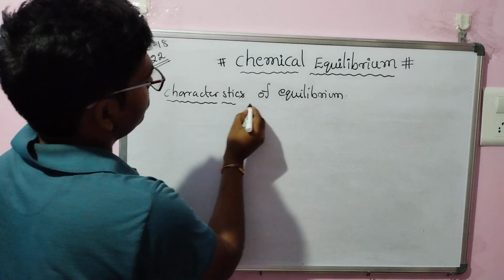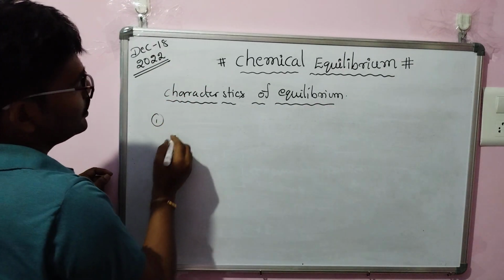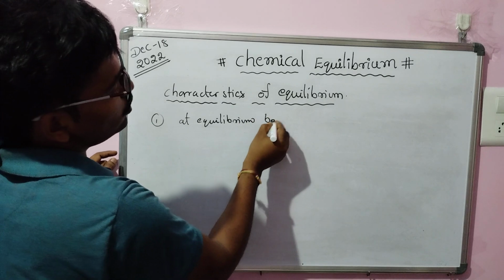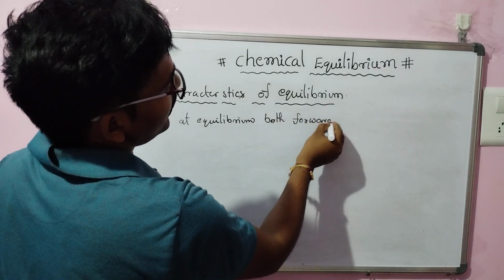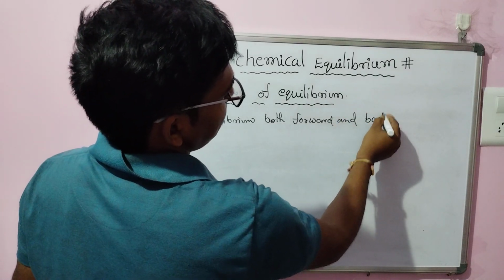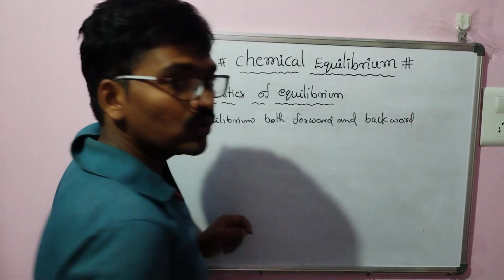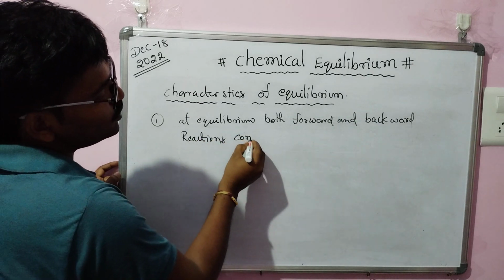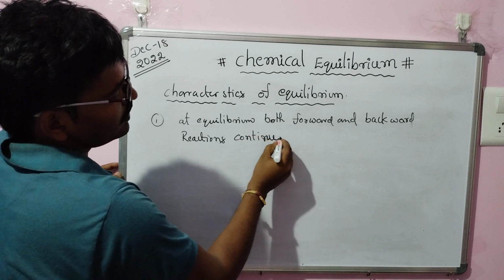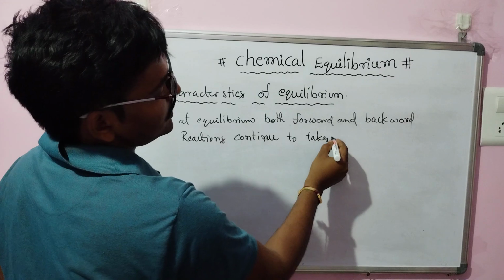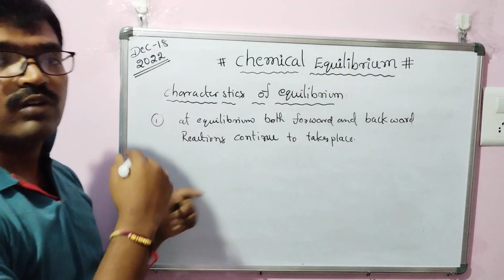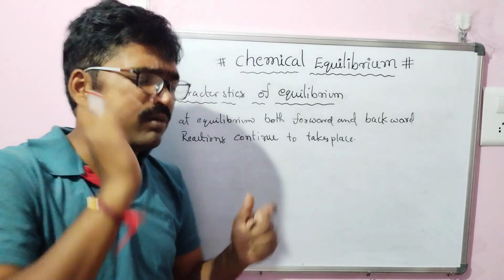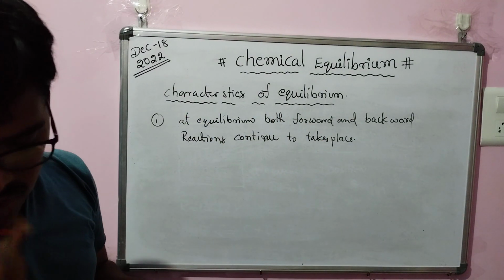First characteristic of equilibrium: at equilibrium, both forward and backward reactions continue to take place. That is the main characteristic of equilibrium. It won't stop at the equilibrium position, that you have to remember.